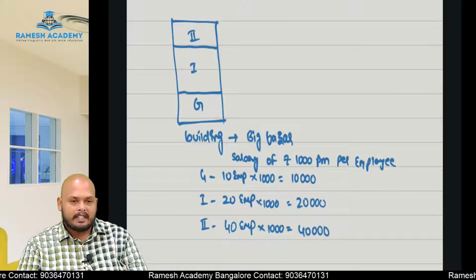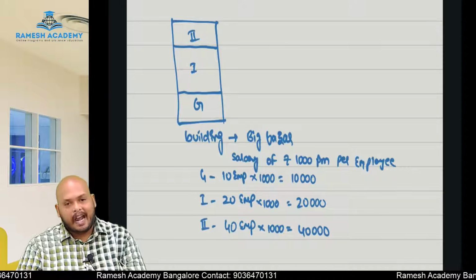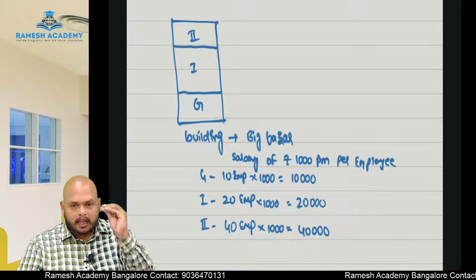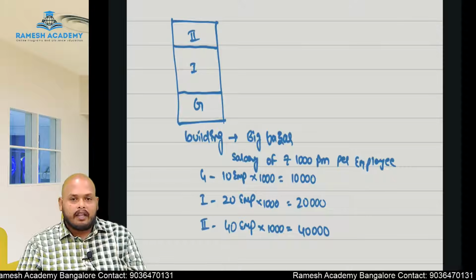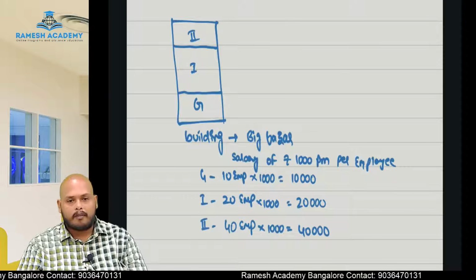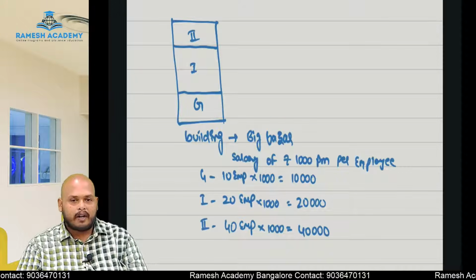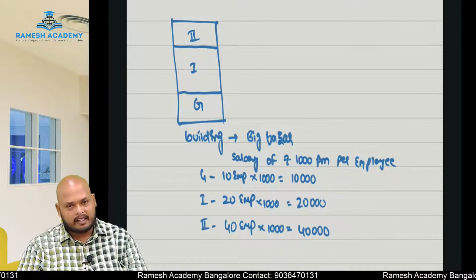We can calculate the salaries directly, right? Why? Because it is clearly identifiable. Here it is clearly identifiable in which floor or which department how many employees are working. Ground floor, 10 employees. First floor, 20 employees. Second floor, 40 employees. So we can calculate the salary directly.